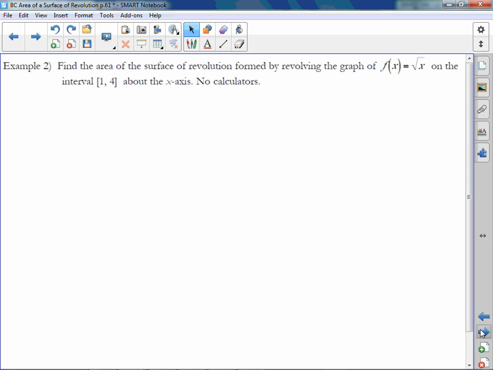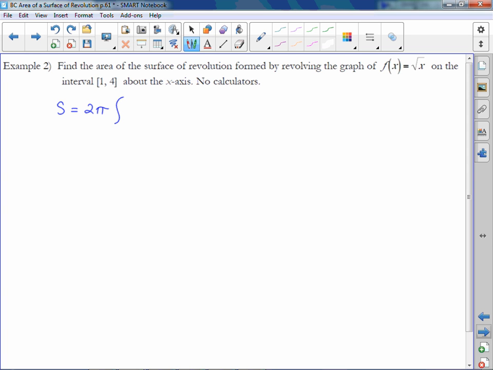All right, let's move on to number 2. It says, find the area of the surface of revolution formed by revolving the graph of f of x equals the square root of x on the interval 1 to 4 about the x-axis. No calculators. Okay. Now we don't need to see this. We understand the formula, so we'll go ahead and start with writing the formula.